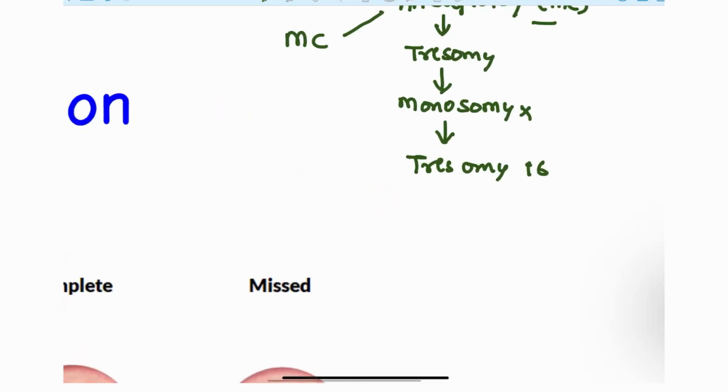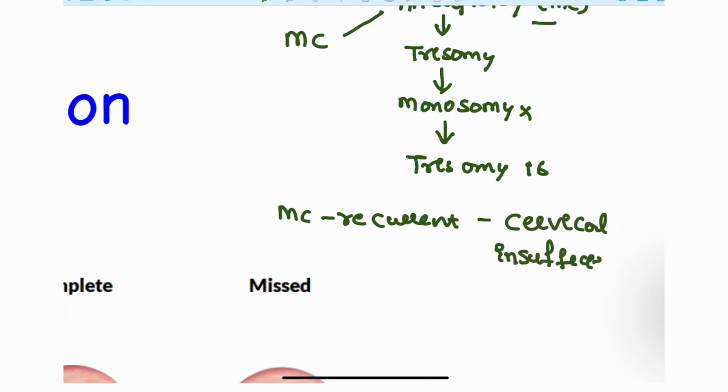Next, what is the most common recurrent cause? Then it is cervical insufficiency, which is the most common cause for second trimester or recurrent pregnancy loss. This is the thing that you have to remember.